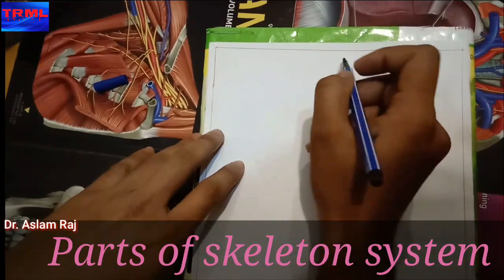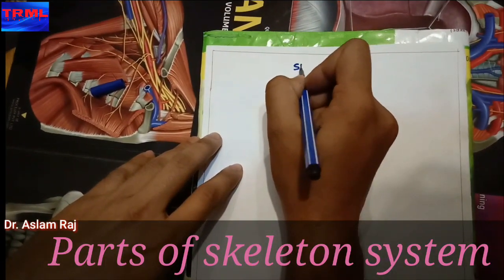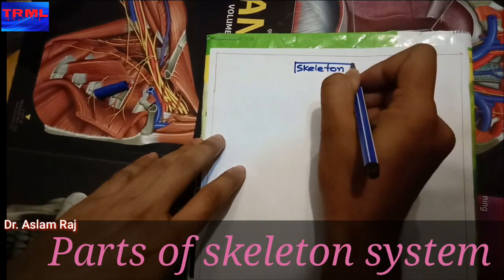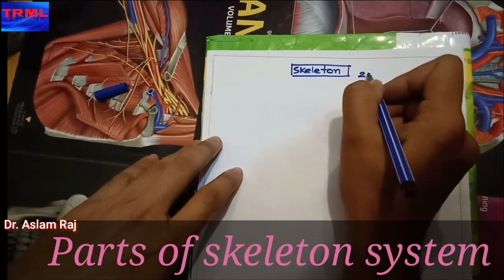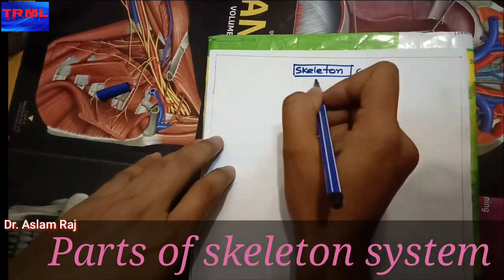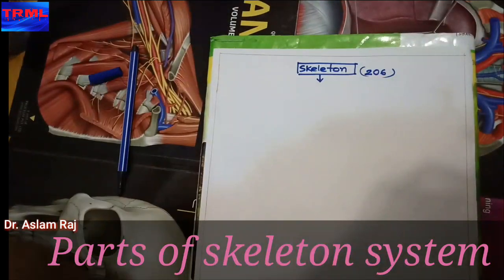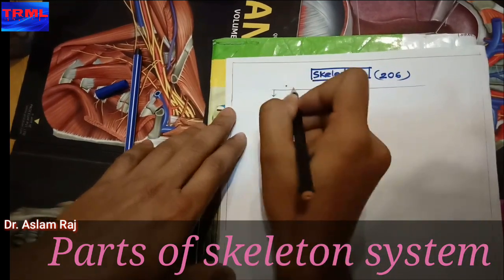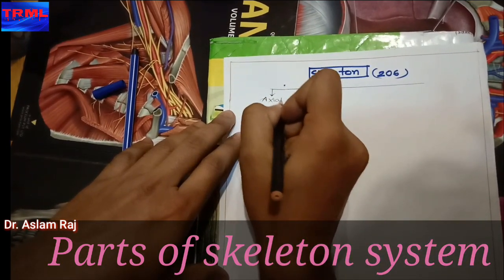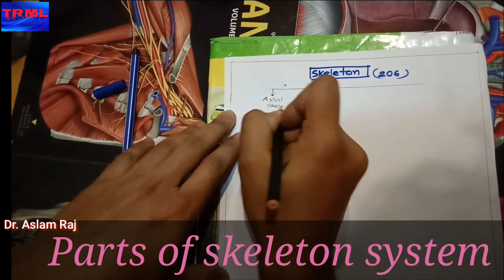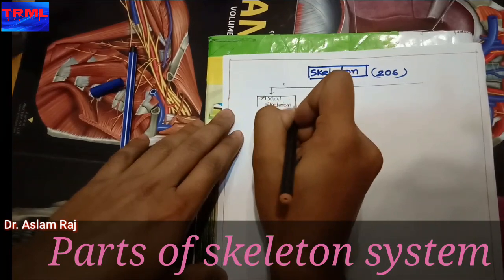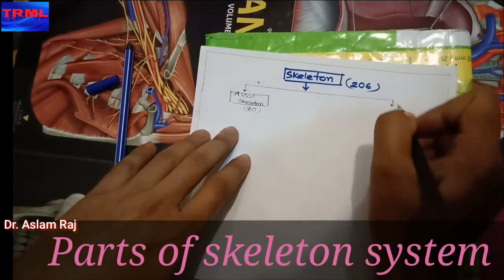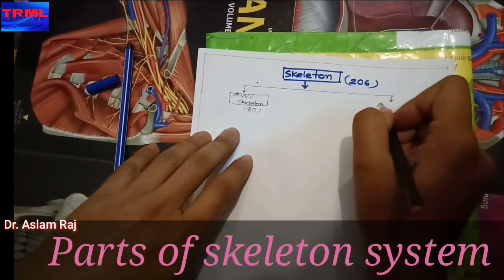First, we should write here skeleton. We all know that the total number of bones in our body is 206. Basically, it is divided into two parts, axial skeleton and appendicular skeleton. Axial skeleton is 80 bones, and appendicular skeleton is 126 bones.